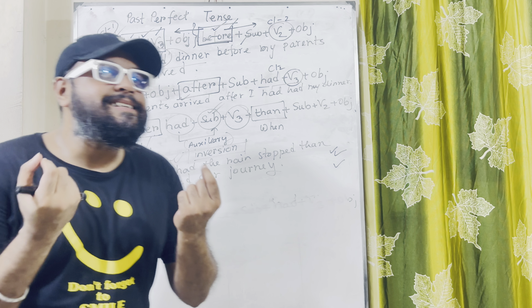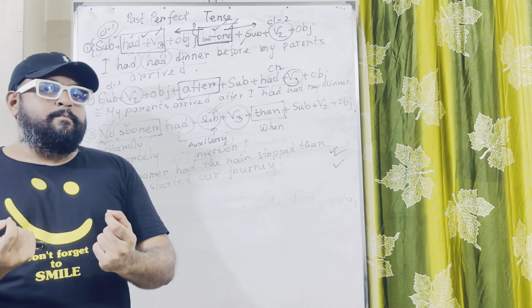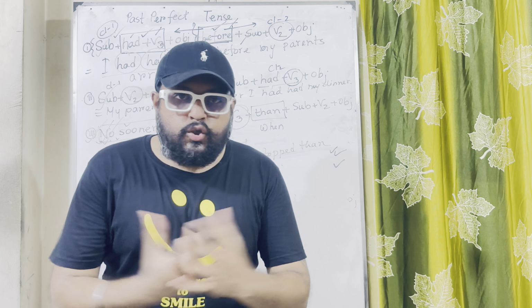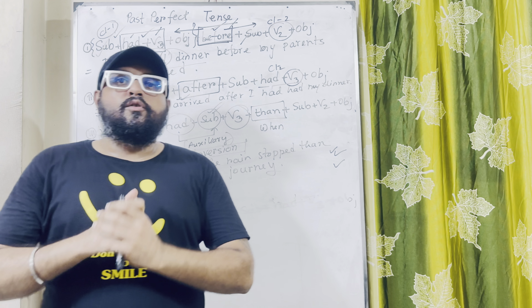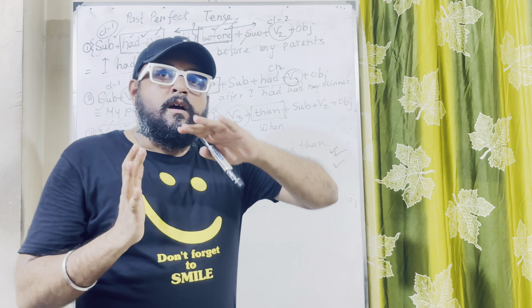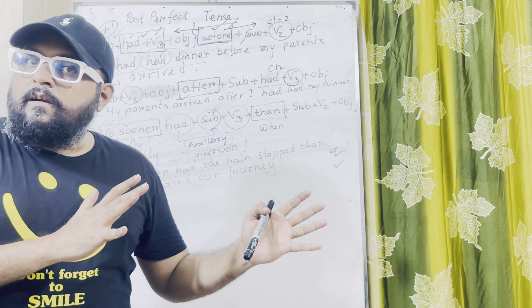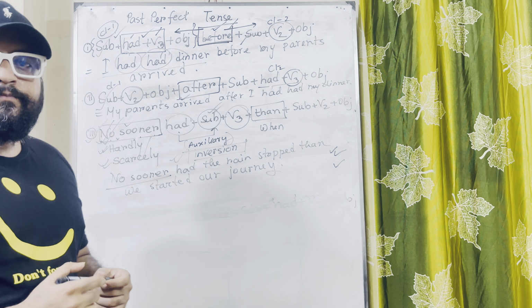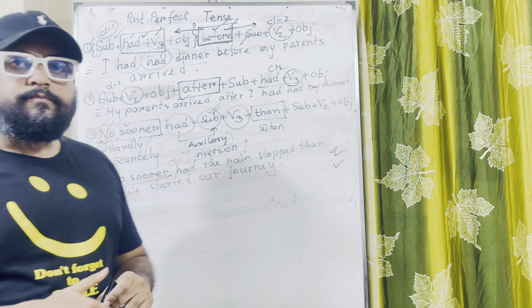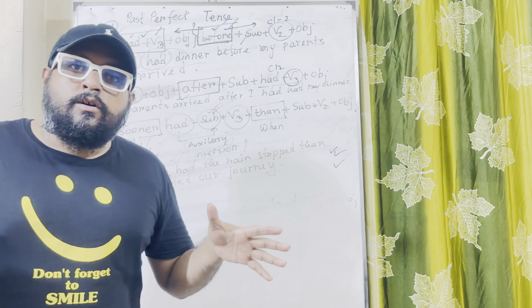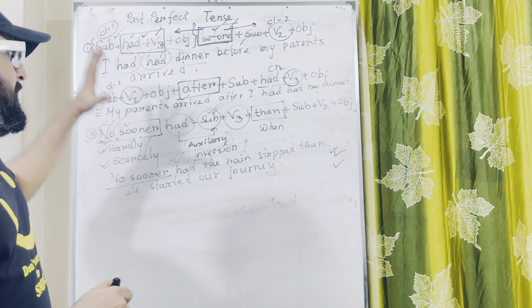But the time difference is very small, not so long that it could be mentioned with before or after. Here we are not using before and after, we are using no sooner had. So you can skip before and after if the time difference between two actions is not too long. So these are the three structures.